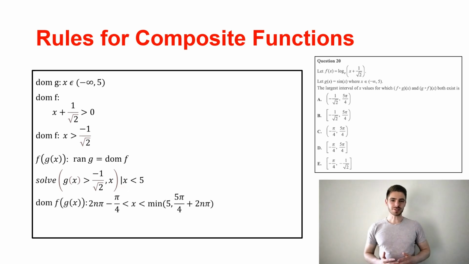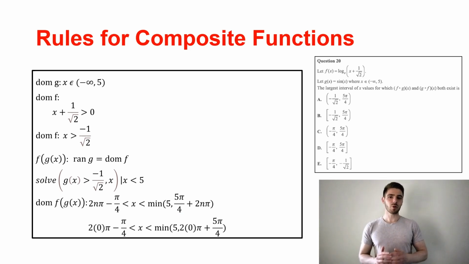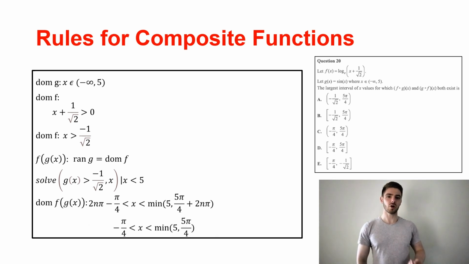This result is a little bit weird, so let's explore it. The min on the right hand side just tells us that our upper bound is going to be the minimum value of either 5 or 5 pi on 4 plus 2 pi n, whichever one of those is smaller. For example, if n was 0, then the 2 pi n terms would just disappear, leaving us with 5 pi on 4 on the right hand side. 5 pi on 4 is less than 5, hence our upper bound becomes 5 pi on 4.